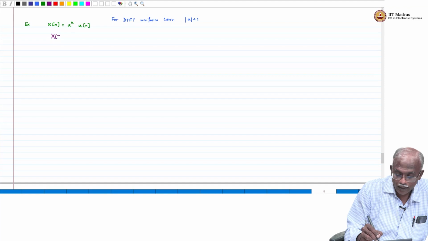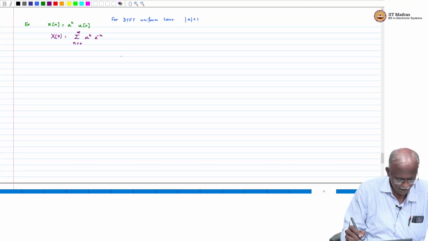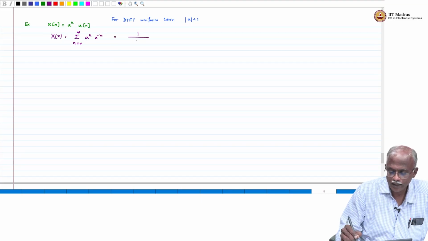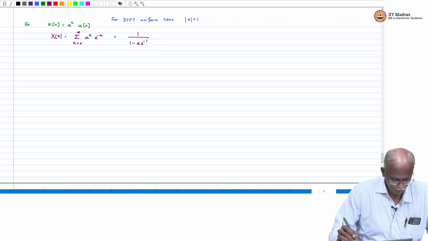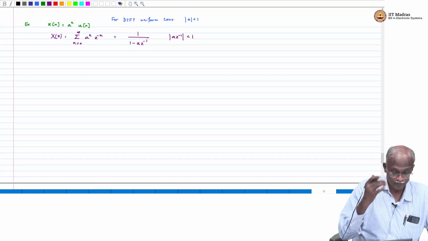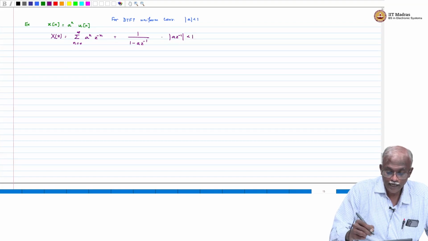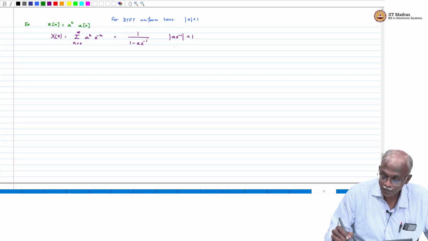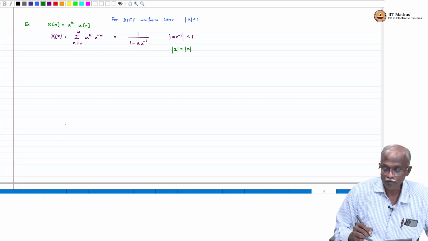Let us write down the expression for the Z transform. The Z transform says summation n equal to 0 through infinity a power n z power minus n. Geometric series, I can write the summation as 1 over 1 minus a z inverse, provided the common ratio a times z inverse, modulus of that is less than 1. And this then, if you simplify, says mod z is greater than modulus of a.